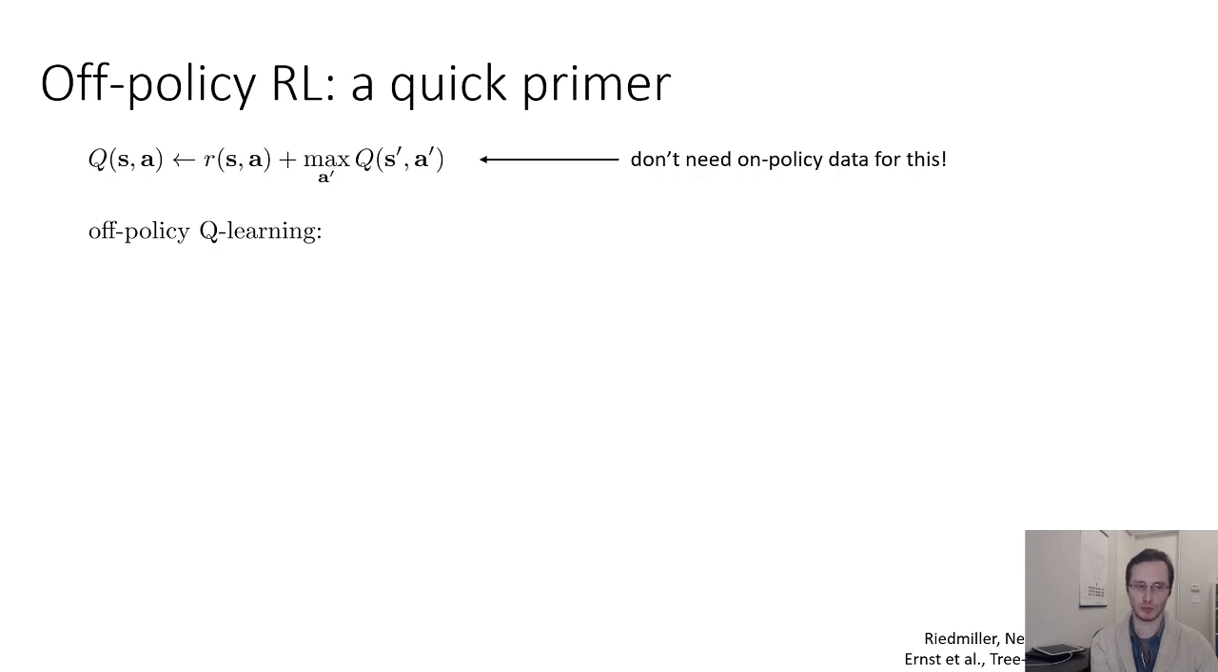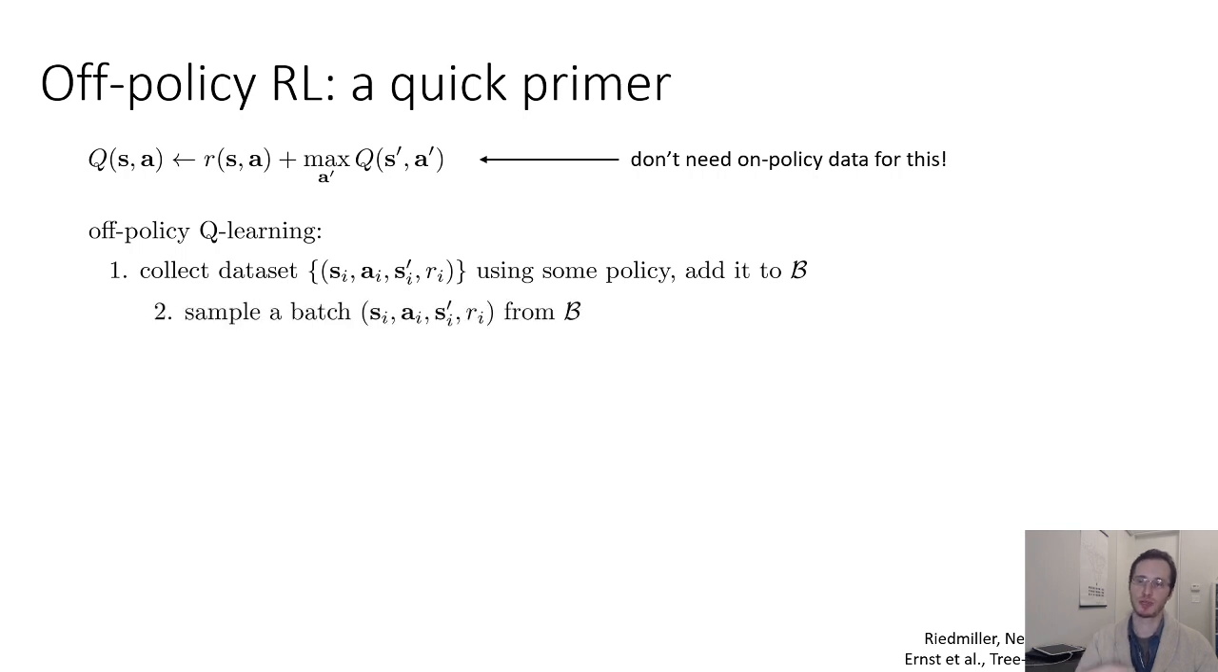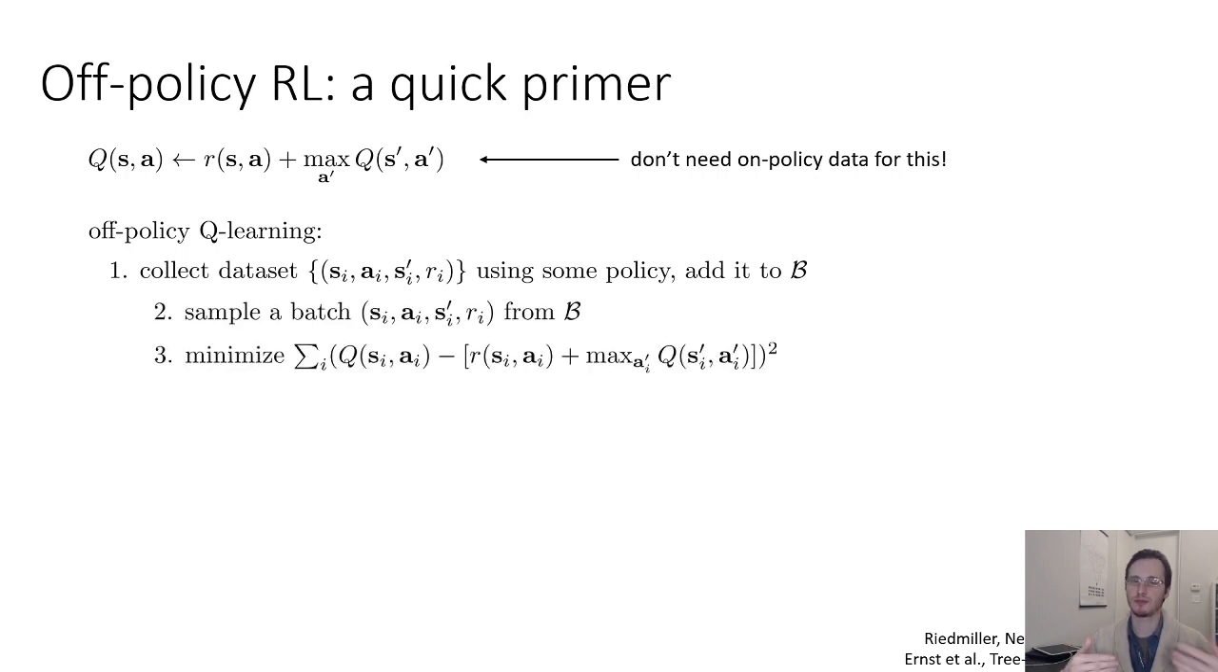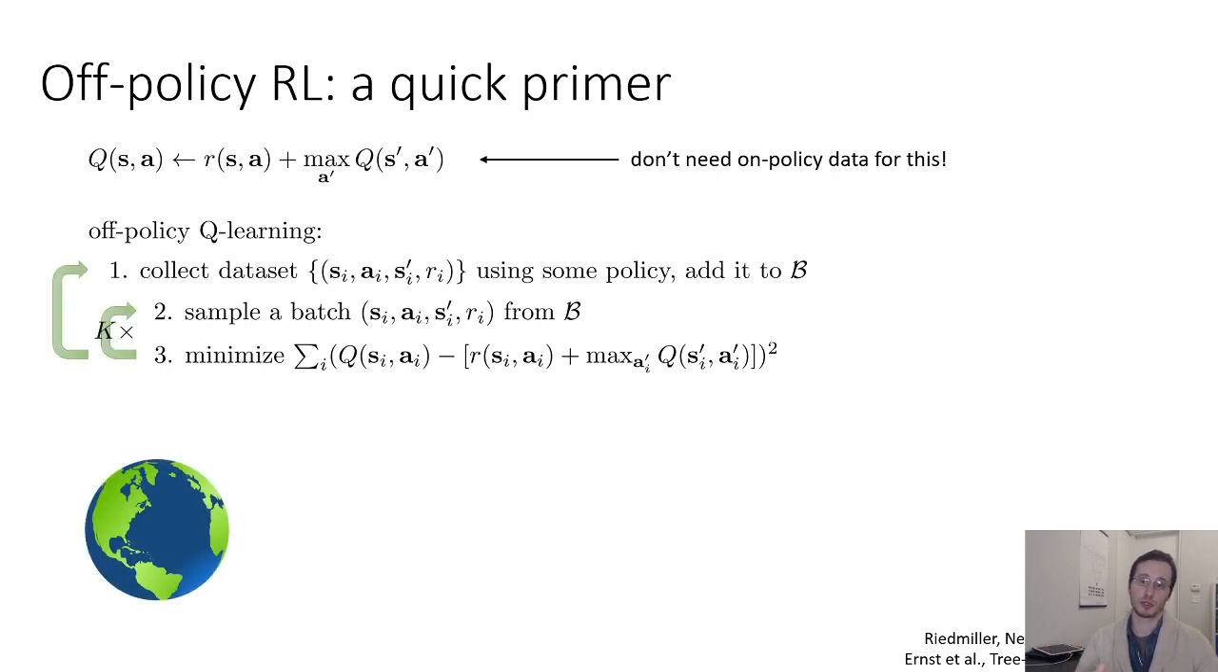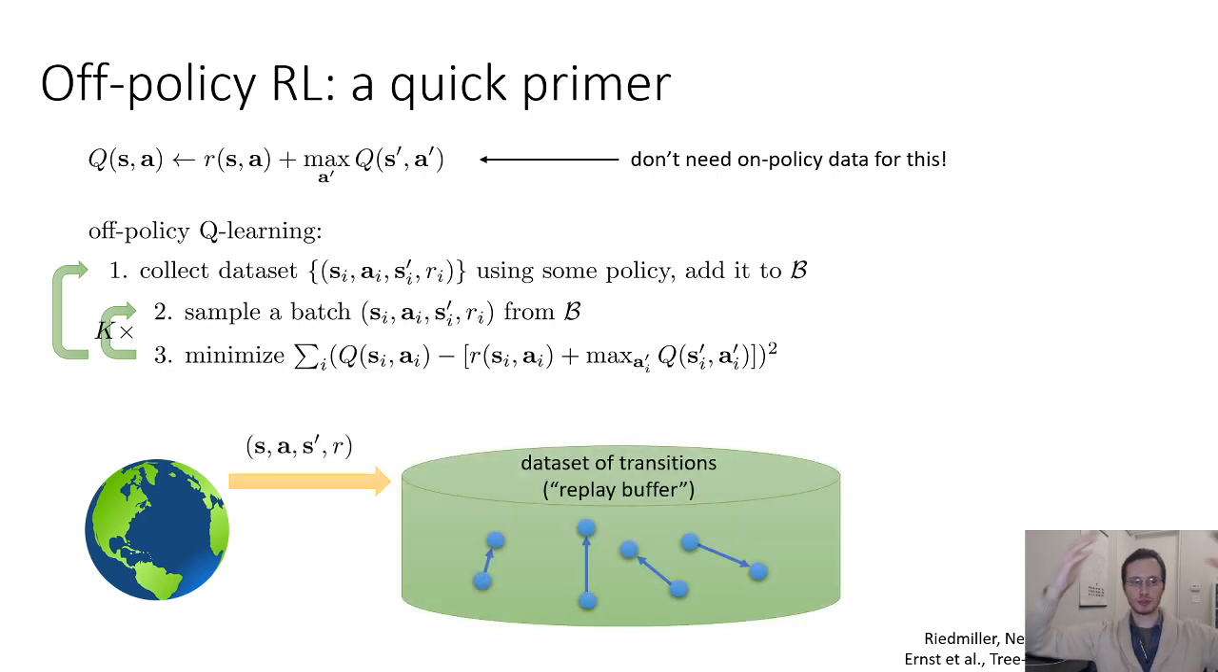So an off-policy Q-learning algorithm would look like this. Collect a data set using some policy and add it to your buffer. Sample a batch from that buffer, and then minimize the difference between the left-hand side and right-hand side of the Bellman equation on that batch. We can visualize this graphically by saying that you interact with the world to collect some data, and that goes into your buffer, that goes into your bucket of transitions. And then you're going to be crunching away on this bucket of transitions, improving your Q function.